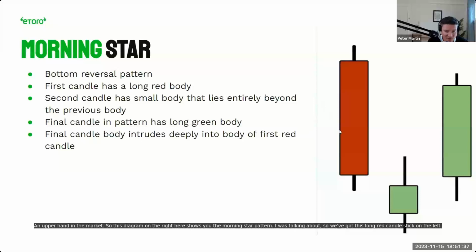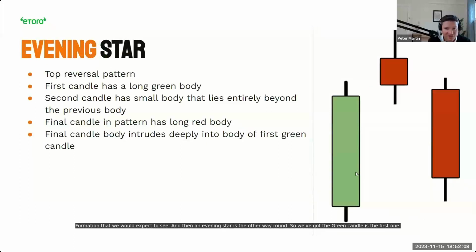So this diagram on the right here shows you the morning star pattern I was talking about. We've got this long red candlestick on the left, and then the second one is a small body that's entirely beyond the first body. And then the final candle in the pattern has to be a green one digging deep into the body of that first red candle. So that's what's indicating this kind of trough formation that we would expect to see.